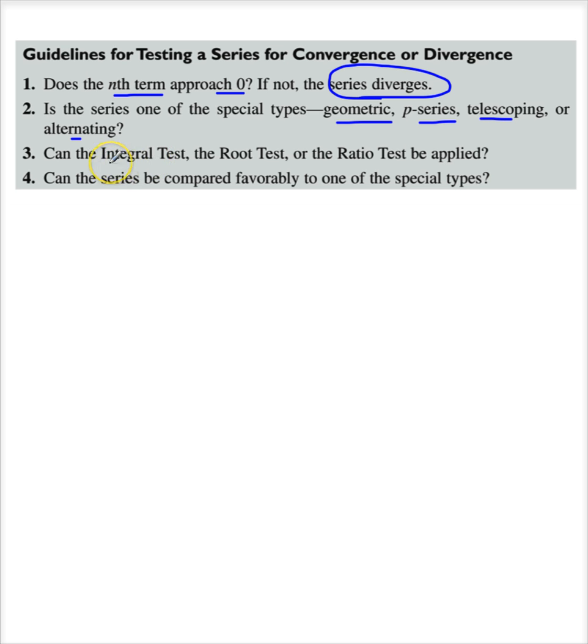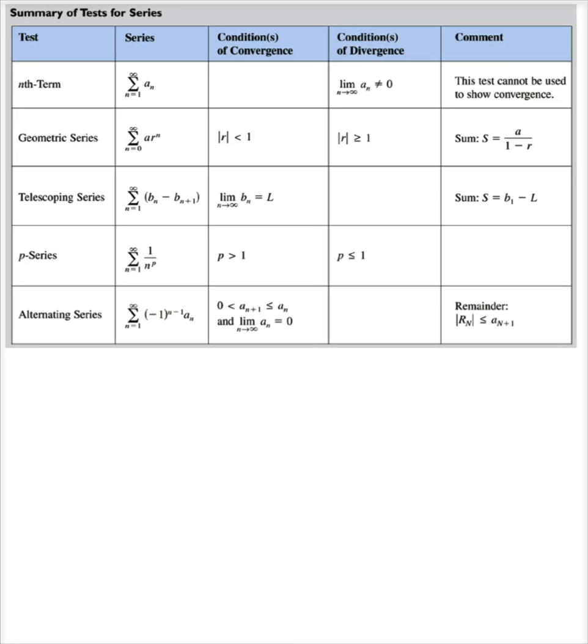The third thing you want to check is the integral test, root test, or ratio test. Can these be applied? A lot of times the ratio test is always my go-to test. It does fail, but it's one I usually go to. And the last thing I try is, can it be favorably compared to one of our special functions so that I can tell whether it converges or diverges?